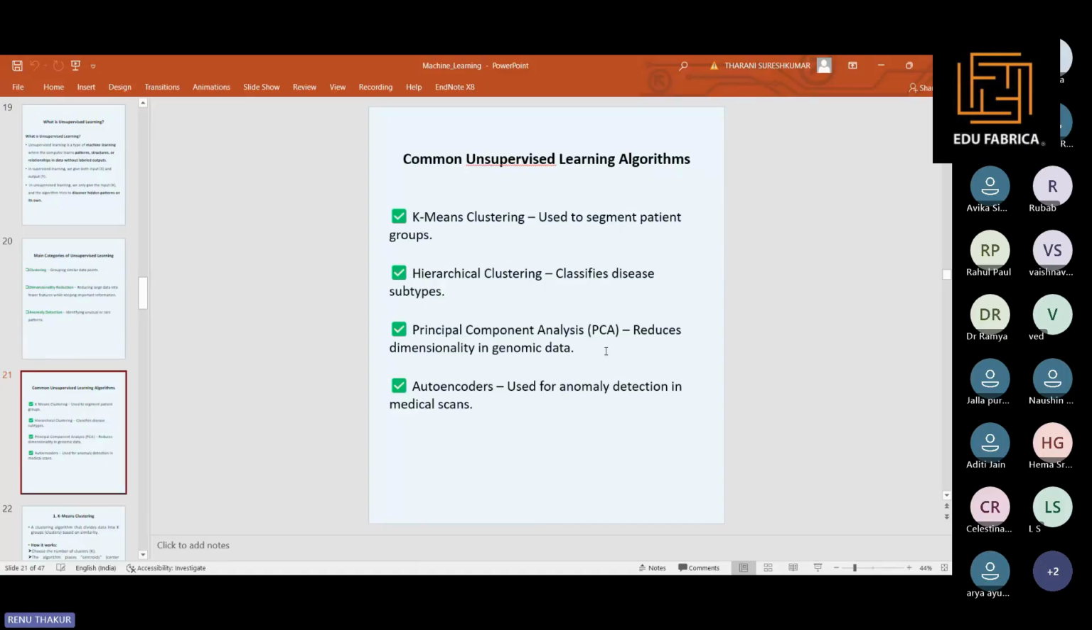Then we have seen PCA. It reduces large data into fewer important features. It keeps maximum information with fewer variables. For example, reducing thousands of genes into some key components. Likewise. Then now we will see autoencoders.